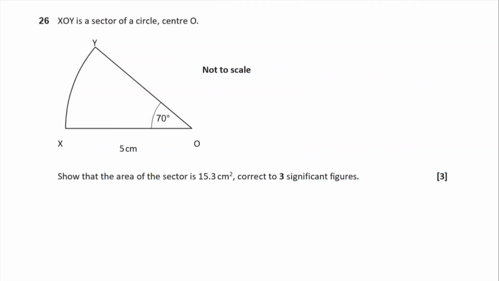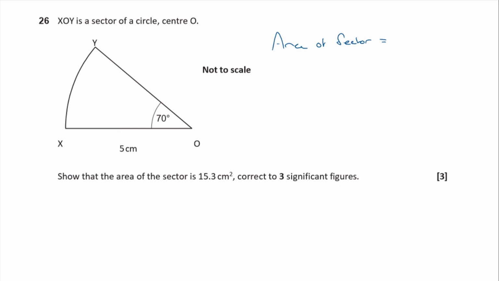Question 26. XOY is a sector of a circle centre O. Show that the area of the sector is 15.3 centimetres squared, correct to 3 significant figures. Okay, so area of a sector. Now, a sector is just a slice of a circle, isn't it? It's like a pie slice of a bigger circle. You can imagine a bigger circle like this, and that's like a pie slice of it. So it's a fraction of a circle.